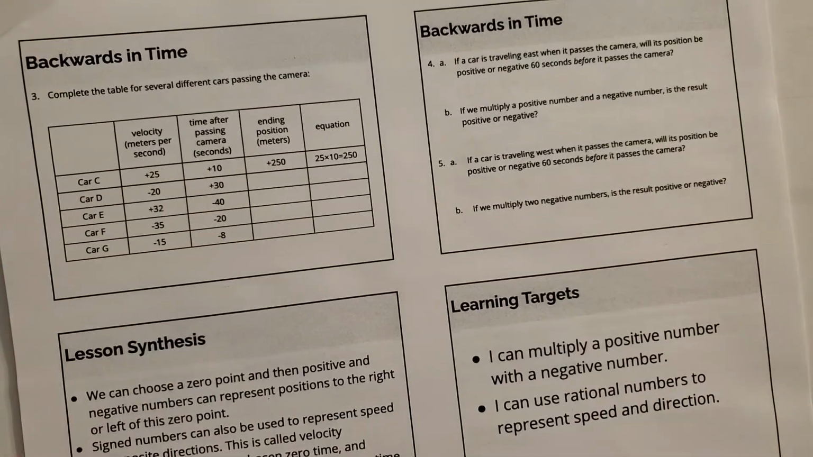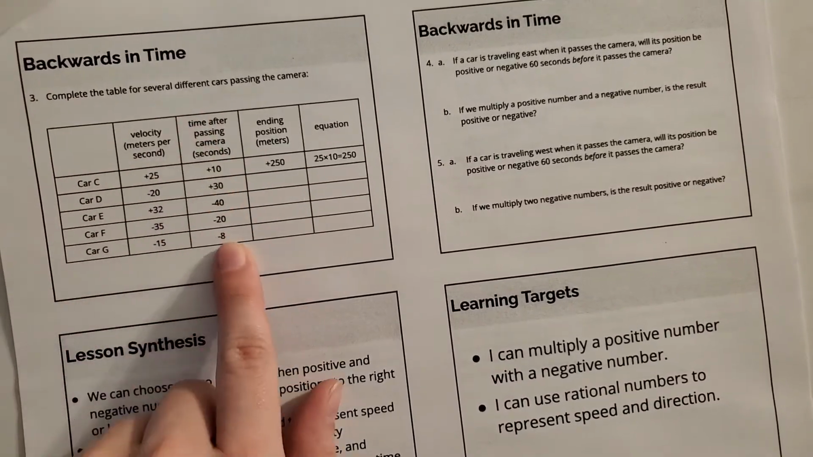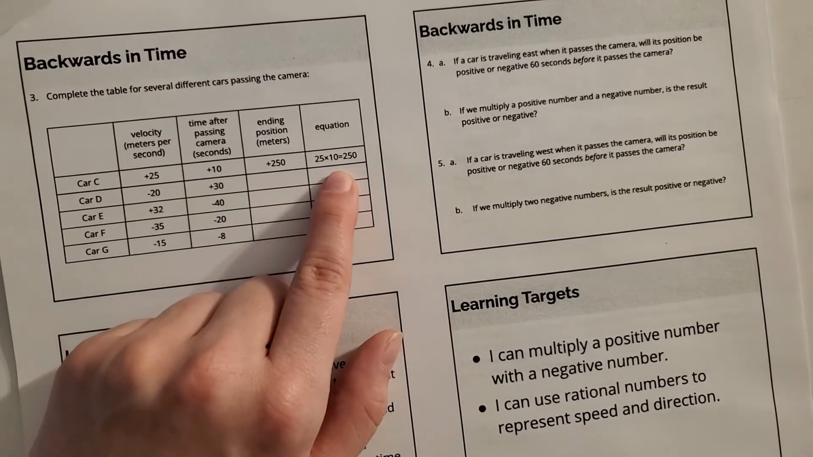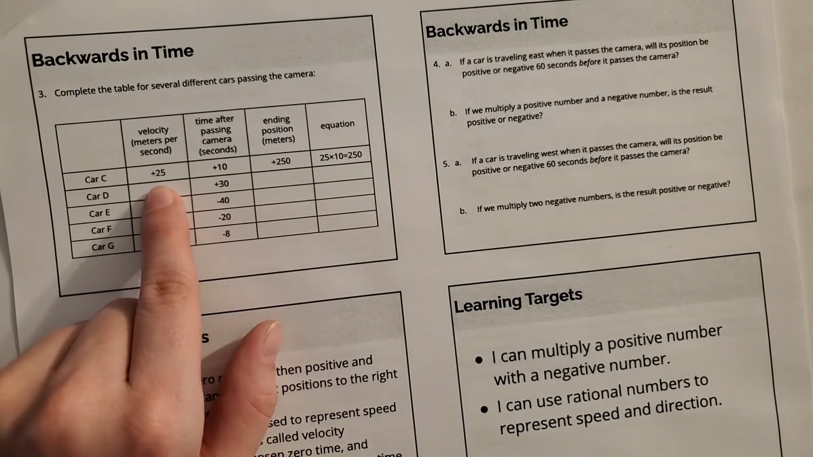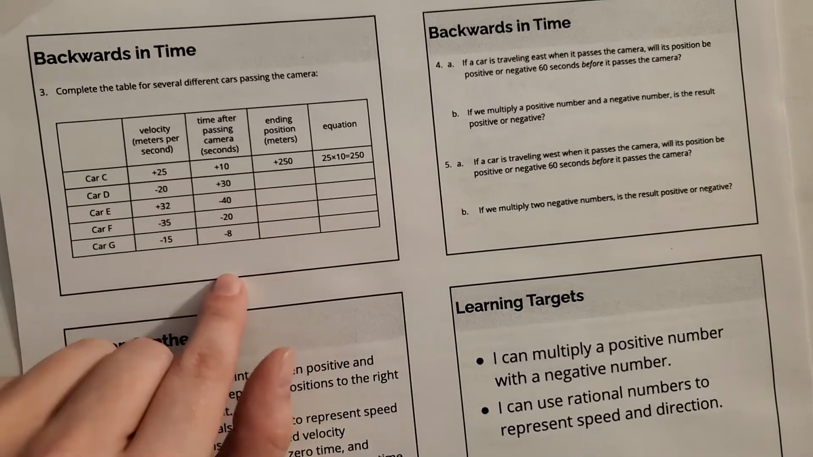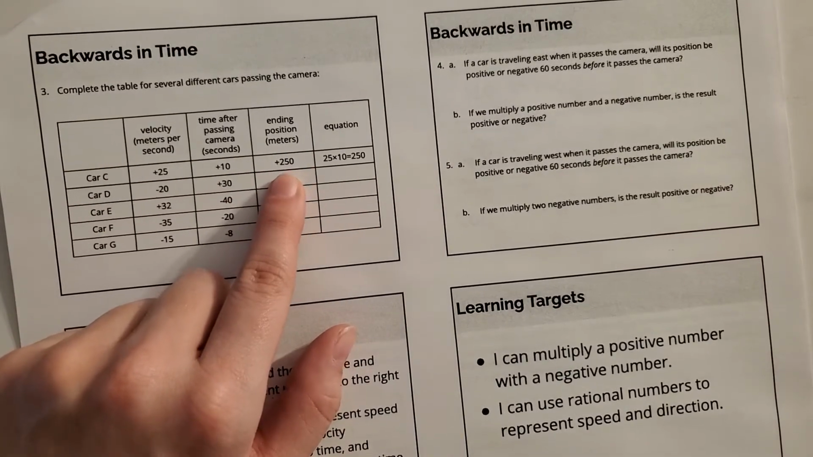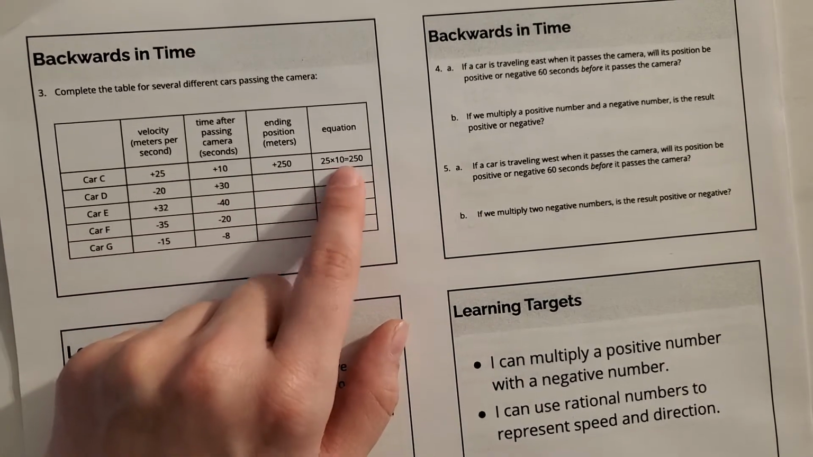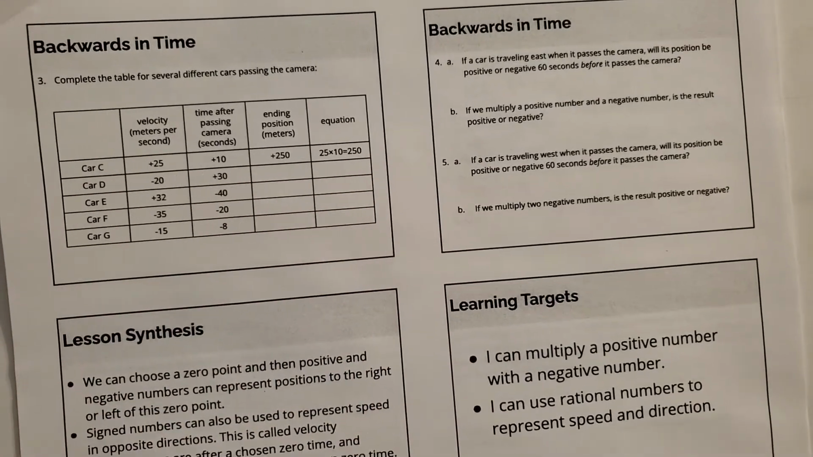So we have now several different cars, the different velocities, the time after passing the camera, the ending position in meters, and an equation. The first one is filled out for you. For a velocity of positive 25 meters per second and a positive 10 seconds after passing the camera, the ending position would be 250 because the equation would be 25 times 10, which equals 250. Take 5 minutes to fill out the rest of the table and then come on back.